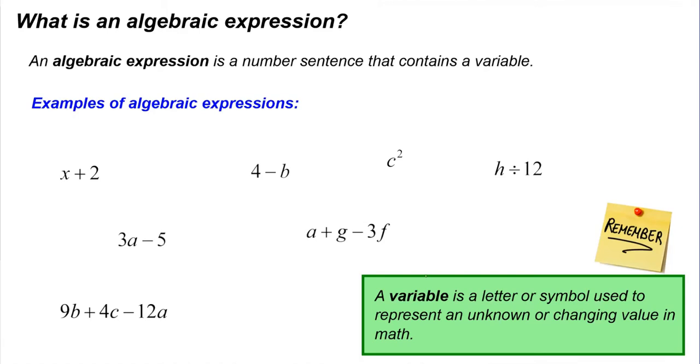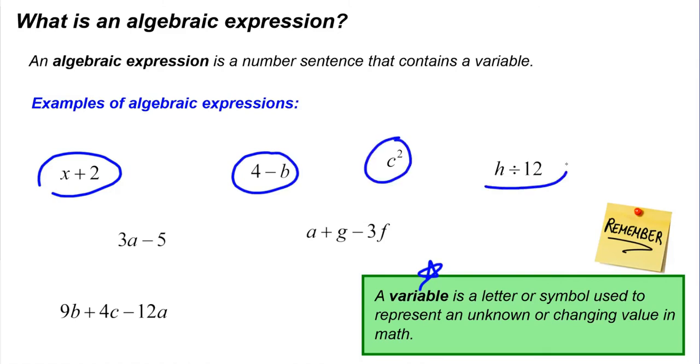And remember, a variable is a letter or symbol used to represent an unknown or a changing value in math. So whenever we have something that we don't know the value of, or the value is always changing, we use a letter to represent that amount, and that's called a variable. So on the screen, I've got lots of examples of algebraic expressions. You can see that they're all just number sentences that contain a letter of some kind or multiple letters of kinds. So we have x plus 2, 4 minus b, c to the second power, h divided by 12, so on and so forth. You see all of these number sentences contain a variable.